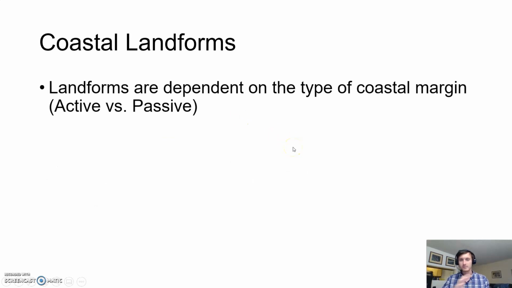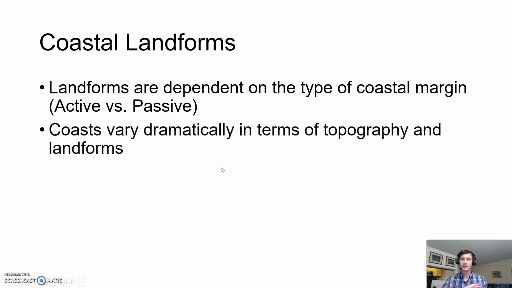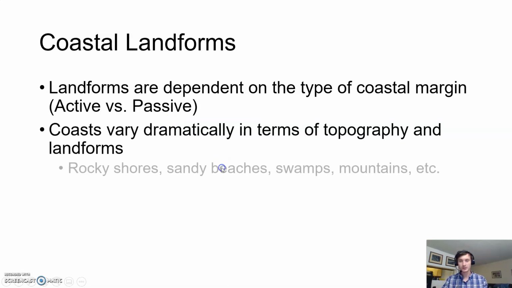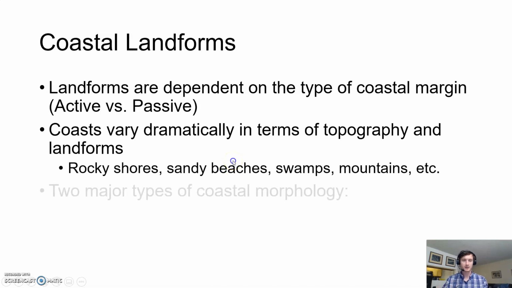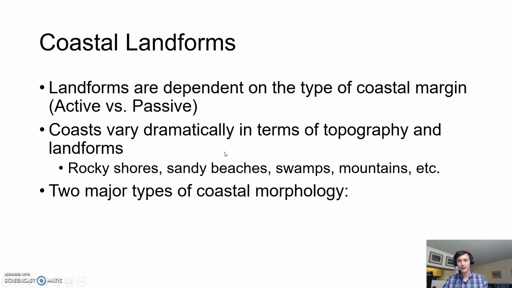Right? The biggest thing you want to know first off is: is this an active margin, a plate boundary, a tectonically active area, or a passive margin, not an active area? You get totally different kinds of coasts depending on what's going on there tectonically, right? From rocky areas, or passive areas with big, long beaches, lower energy places, swamps, to mountains right there on the coast, depending on where you are.